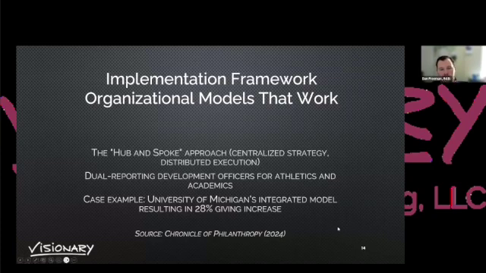And you can see here, case example, University of Michigan's integrated model for 28% giving increase. I mean, almost 30% is incredible to think about. I mean, really, in our world, we know that even if you can get a 10% increase, that's still really great for how things are moving and what money is like right now. That makes an impact.